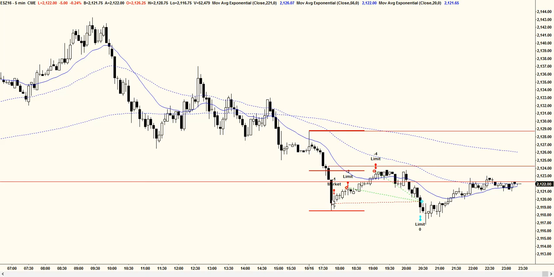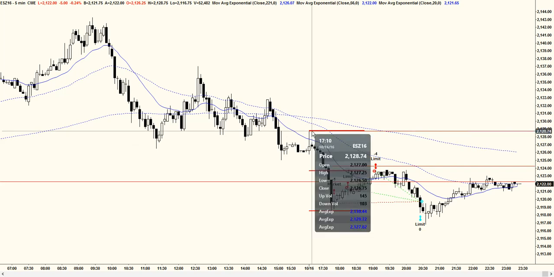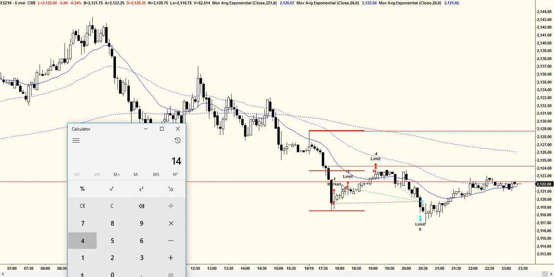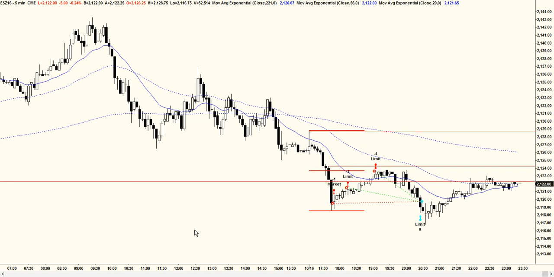But anyways, enough about that. Let's break down the math. So when I was in 4 contracts, my stop is 1 tick above this bar, this high. Well, that's roughly $1,400 of risk. My target was down here at about $450 profit. Well, let's do the math. So that's about 3.1 times my normal risk. So what does that mean? That means I have to be over 70% right to break even.